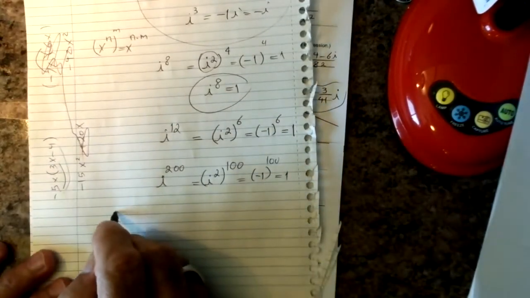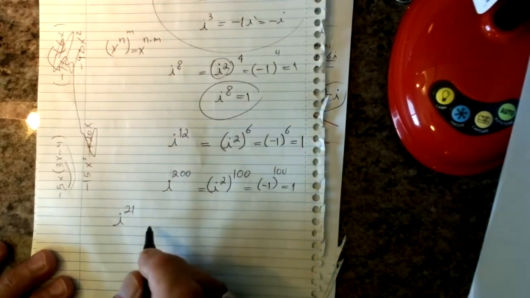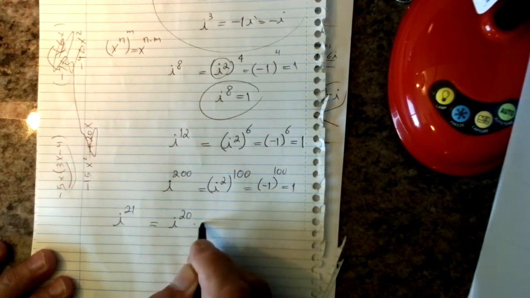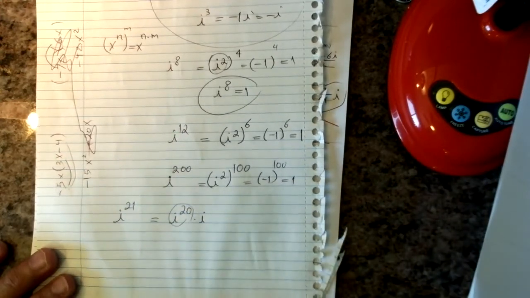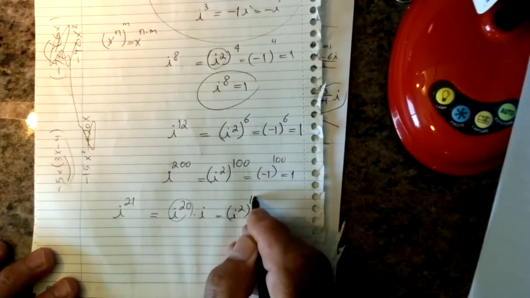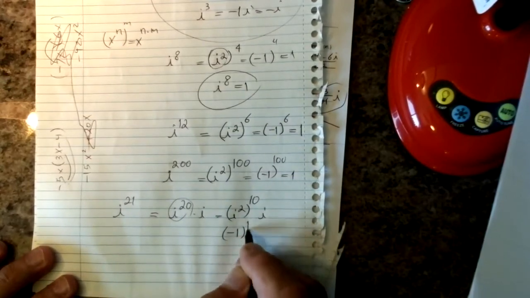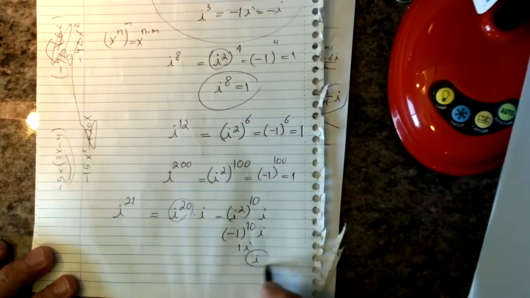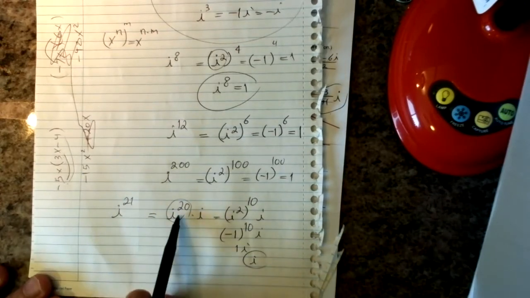What about i to power of 21, the odd number? You cannot divide it by 2, right? Okay, write it as i to power of 20 times i, and then work on this one. i²⁰ is i² to power of 10, or negative 1 to power of 10, or just 1, times i, or just i. See? If it's an odd number, just take 1, subtract 1, and write it like that.